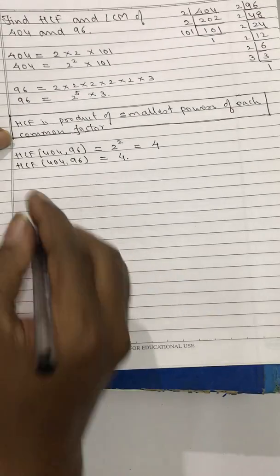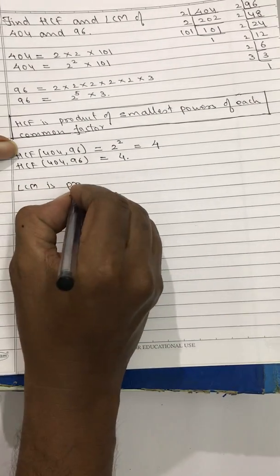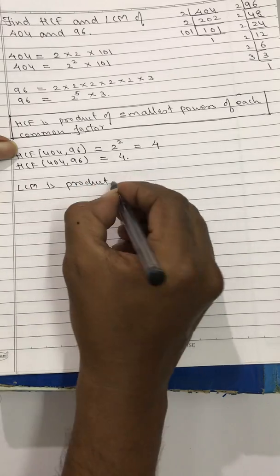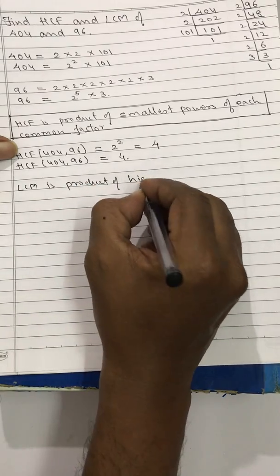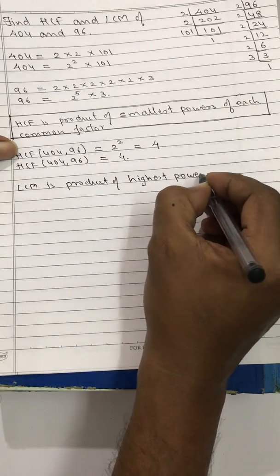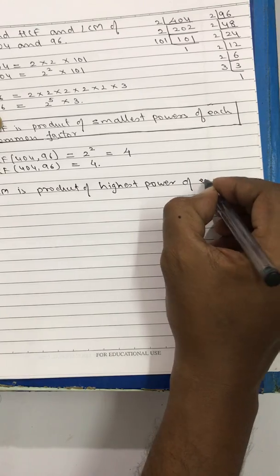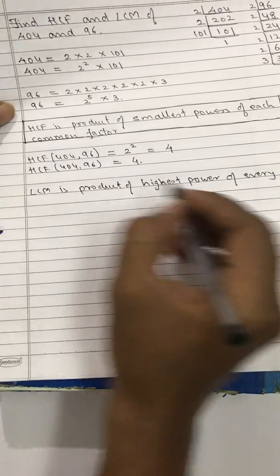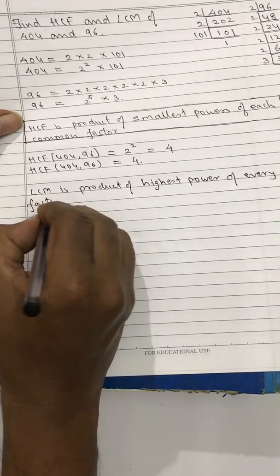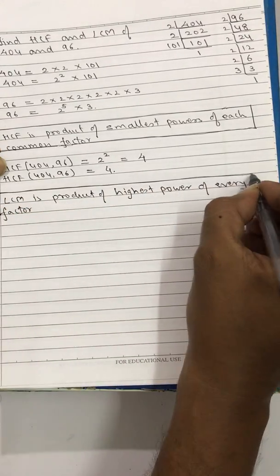And now going for the LCM. LCM is the product of the highest or greatest power of every or each factor, whatever you take.